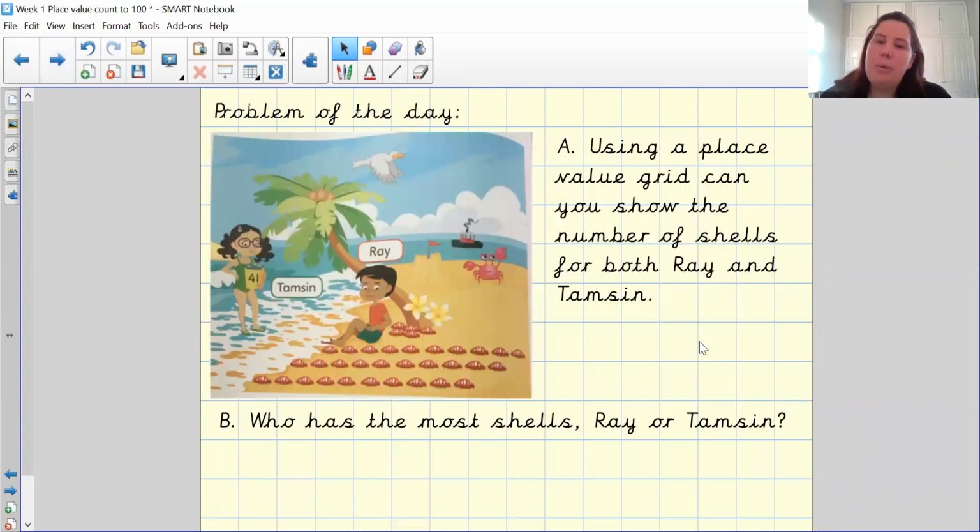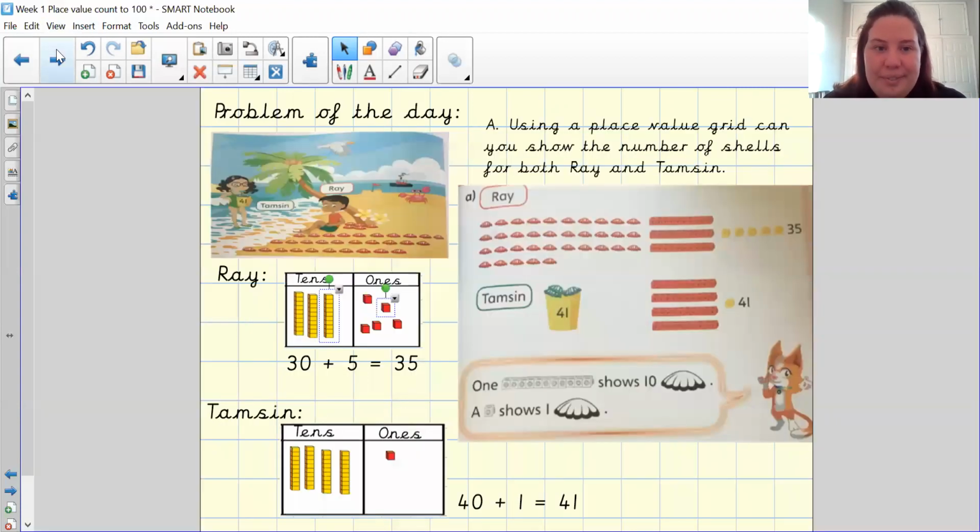So let's have a look at our problem of the day today. Tamsin and Ray went to the beach and they went on a hunt collecting shells. So what I would like you to do now is, using a place value grid, can you show the number of shells for both Ray and Tamsin? Who has the most shells, Ray or Tamsin? So you have to look at the picture very carefully to know how much has been made. So please stop the video now while you complete that activity.